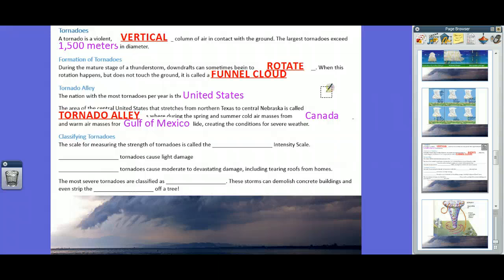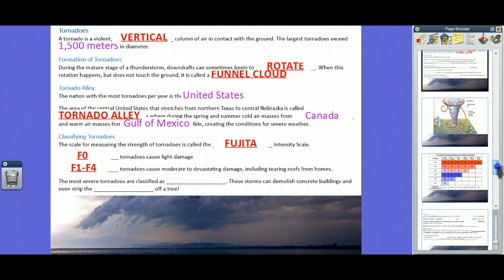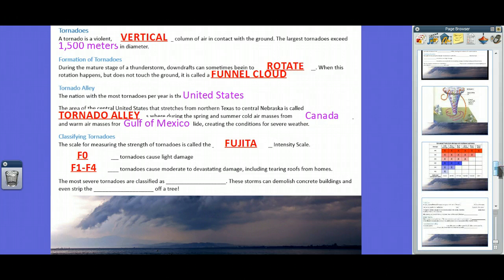And we measure tornadoes on a scale called the Fujita Intensity Scale, and now we use the Enhanced Fujita Intensity Scale. It changes some wind speeds a little bit. They use F and numbers from 0 to 5, with 0 being the weakest, 5 being the strongest. F0 tornadoes will cause light damage, but F1 to F4 tornadoes cause moderate to devastating damage, including tearing roofs off homes. And the most severe tornadoes are classified as F5s.